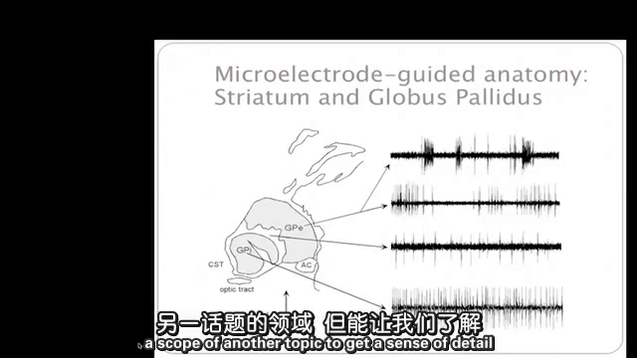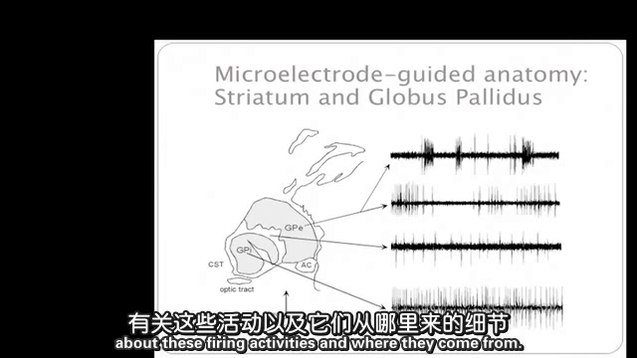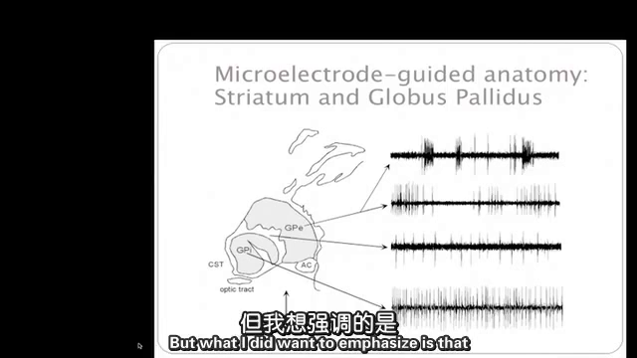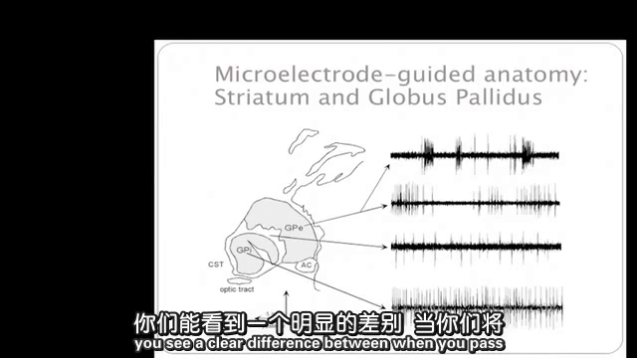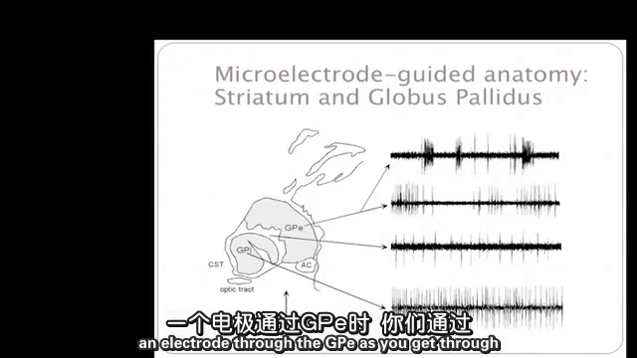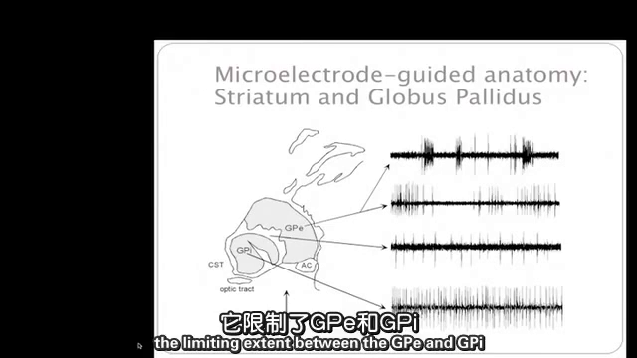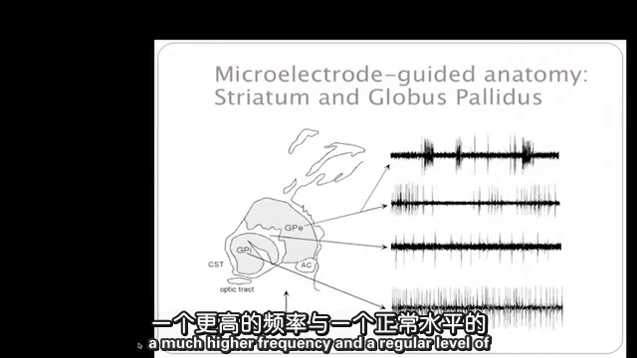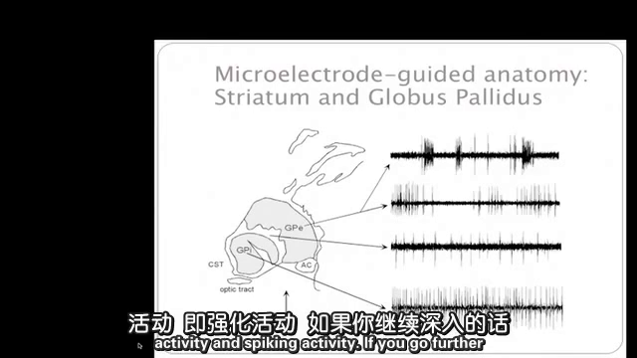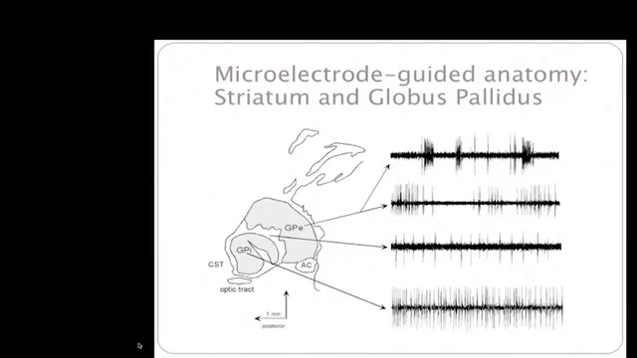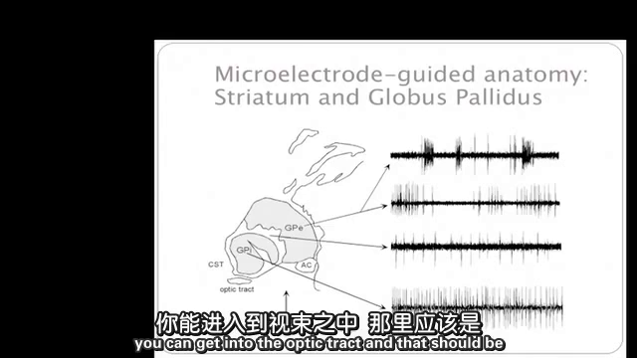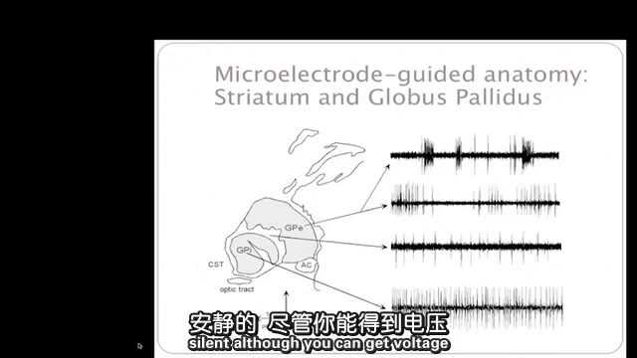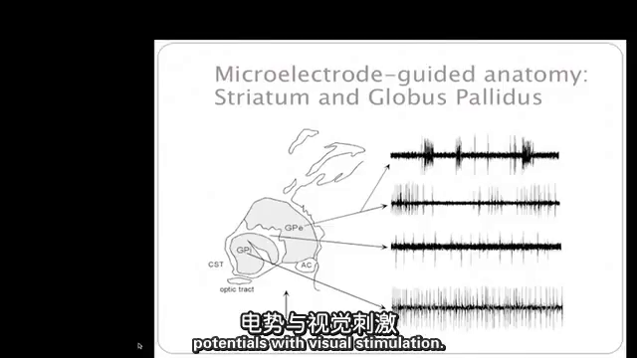And that's really the scope of another talk, to get into extensive detail about these firing activities and where they come from. But what I did want to emphasize is that you see a clear difference between when you pass an electrode through GPe, as you get through the internal medullary lamina, which is the limiting extent between the GPe and GPi, and then once you get into the GPi, you've got a much higher frequency and a regular level of activity and spiking activity. If you go further, you can get into the optic tract, and that should be silent, although you can get evoked potentials with visual stimulation.